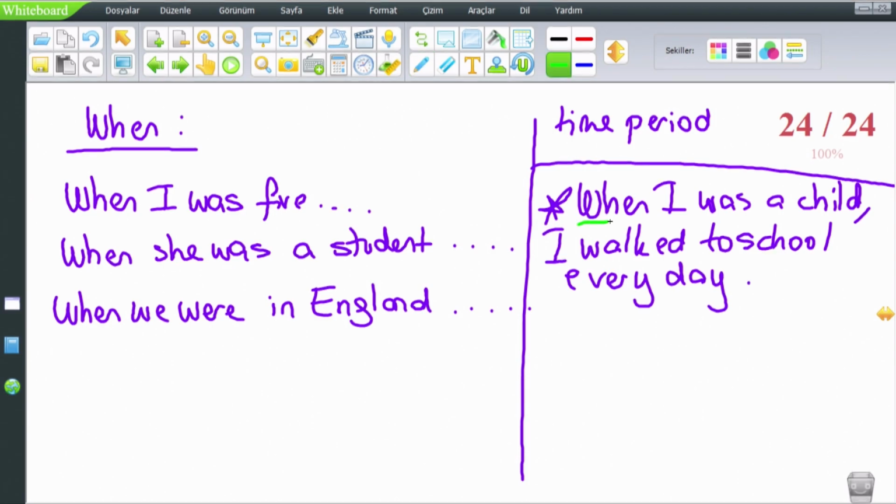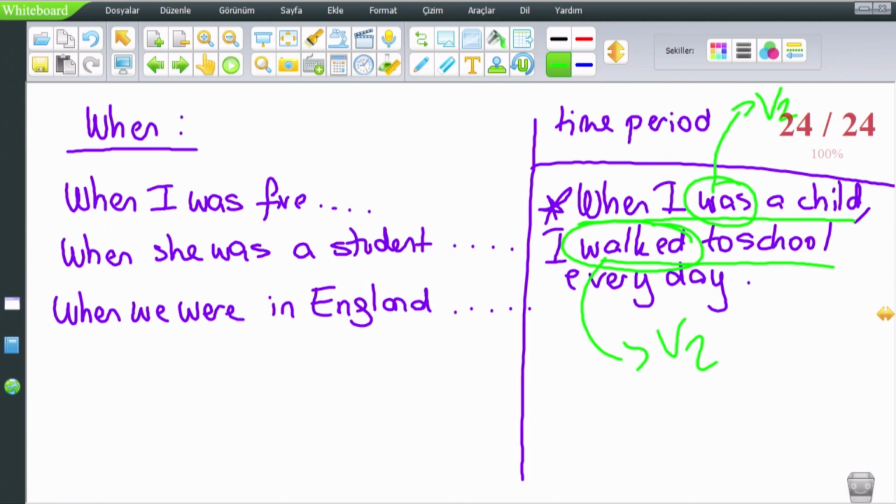In this sentence, actually, this is a combined sentence. You can see two full sentences. Each sentence has its own verb, subject, and object. But this also gives us a period of time, which is our time expression, indicates a time. And you can see our verb 2 in each sentence. Walk is a regular verb. That's why we only added ed at the end of it.